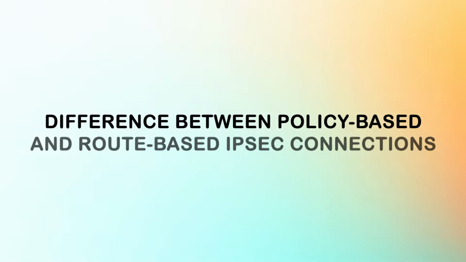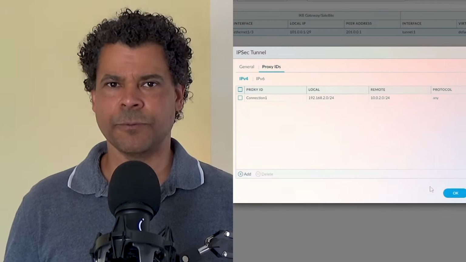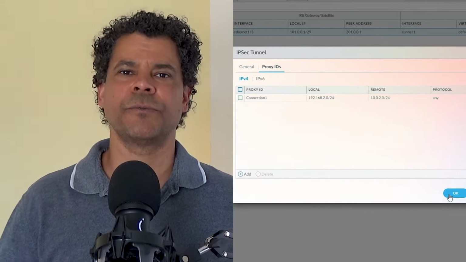In the beginning of this video, I'm going to be explaining some theory: what's the difference between policy-based and route-based IPsec connections. You can have two types of VPN configurations: policy-based VPN or route-based VPN. With policy-based VPN, you need to configure what's called interesting traffic or the encryption domain. This relates to the traffic that's supposed to go inside the VPN tunnel to be encrypted. On the Palo Alto, this interesting traffic is called proxy IDs. You define these proxy IDs by listing your local networks on the left side and your remote networks on the right side.